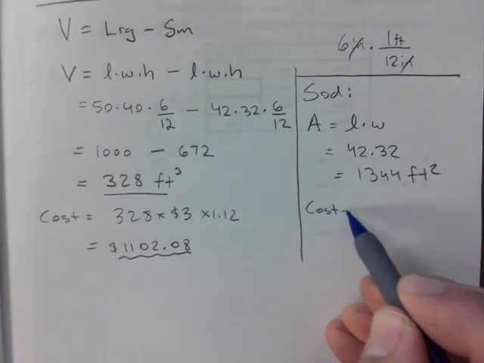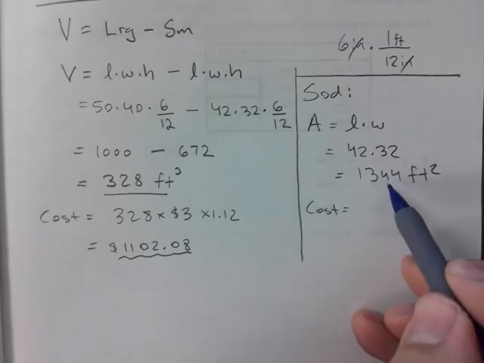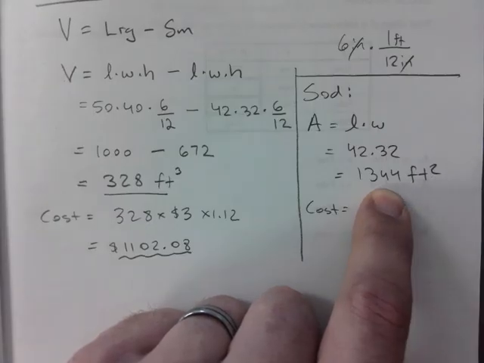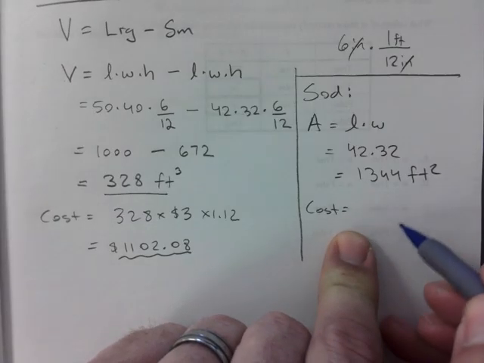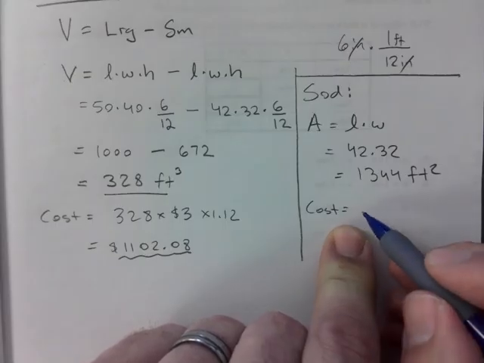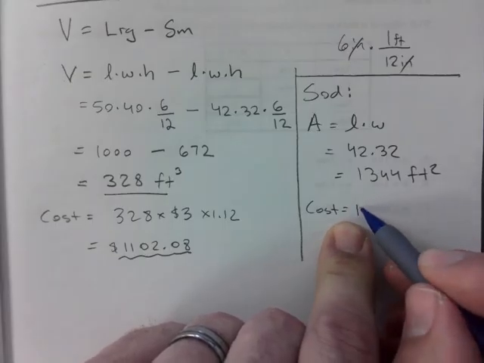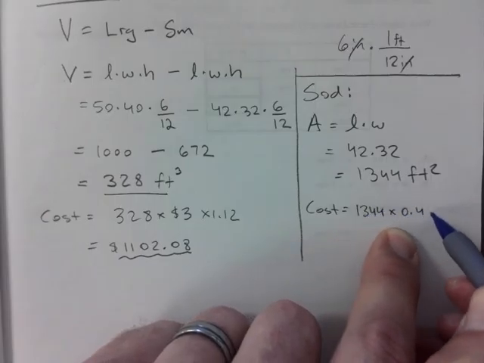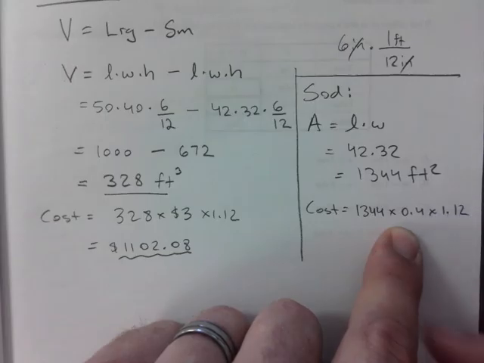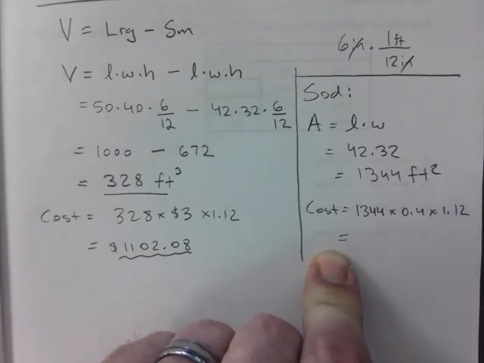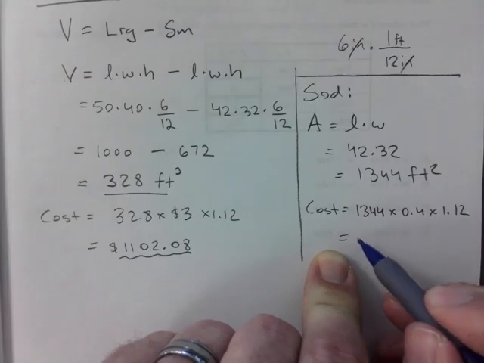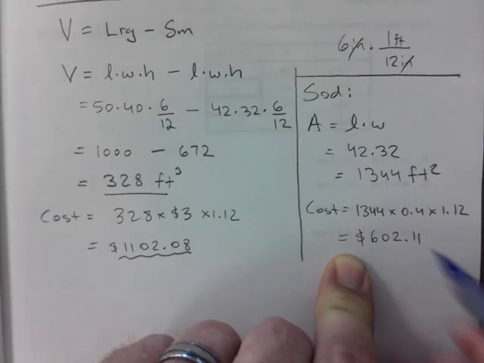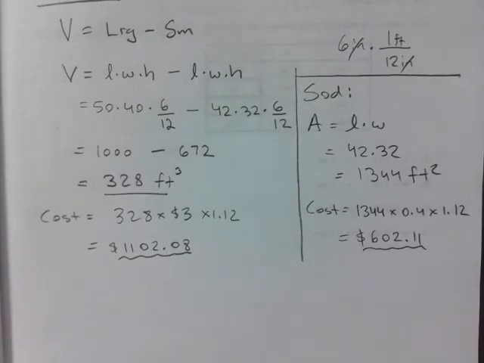Cost. It is a whole number. If you had done the math and this would have been a decimal, round it up to the nearest square footage when you're trying to find the cost, because you can't buy partial square footage. So it's 1344 times 0.4 times 1.12. We're slapping taxes right away so we don't forget. That gives you $602.11. Also important.